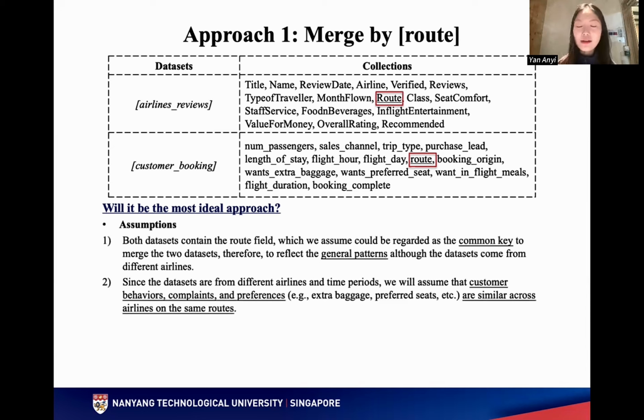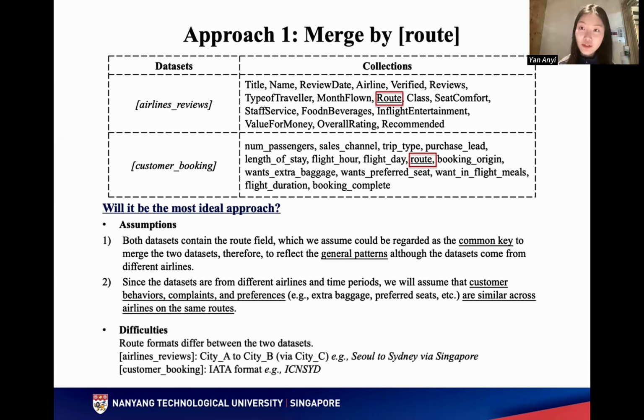And here are our assumptions. We think that this approach may be ideal based on these two assumptions. The first is that both datasets include the route column, so we can regard it as the common key to merge the two datasets, and therefore reflect general patterns. The second assumption is that, since the datasets cover different airlines and time periods, we must assume that customer behaviors, complaints, and preferences are similar across airlines on the same route.